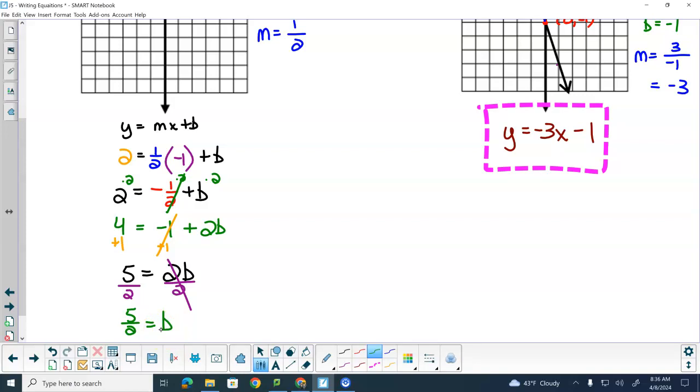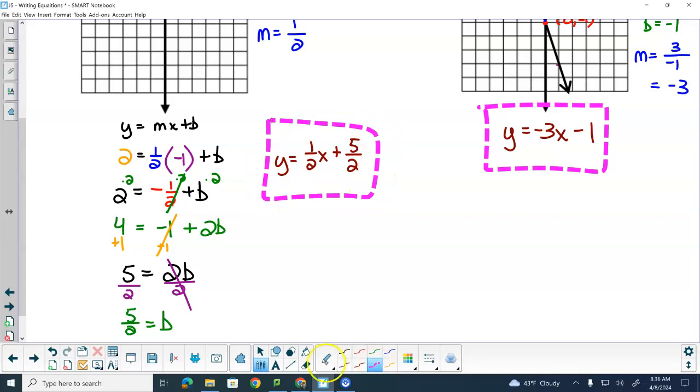You get to finish us off now. Ready? What's the slope of this one? One half. What's the b? 5 over 2. So give me the y equals mx plus b for it. Y equals... That is worthy of 4 stars. Or is it a 5-star problem? 5-star problem. Good job.